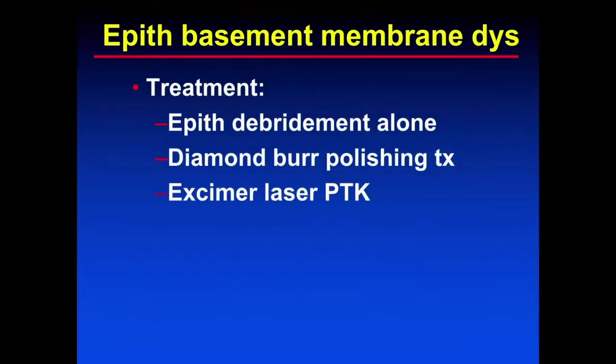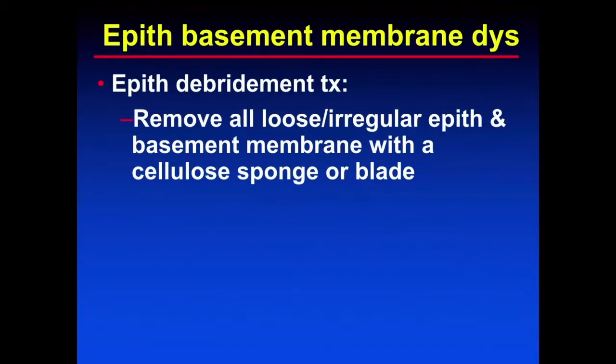How do you treat it? Well, there's several different ways. There's epithelial debridement alone. You can do debridement and then add diamond burr polishing, or debridement and then do excimer laser PTK. Debridement's very, very straightforward. Just take a blade and just remove all the epithelium, irregular epithelium, and loose and irregular basement membrane. Sometimes you can do it with a sponge, but typically a blade, you really need to get all the basement membrane out.